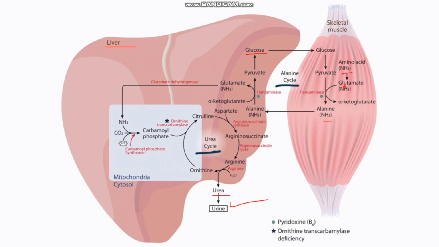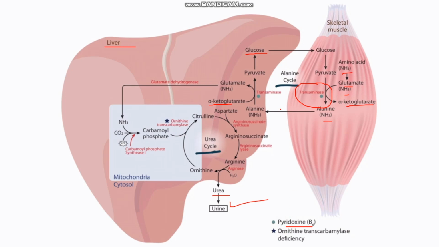When glutamate transfers its amino group to alanine, alpha ketoglutarate is formed. On the left hand side, you can see in the liver, this alpha ketoglutarate accepts the amino group and is converted into glutamate again. This is a reversible reaction, and it is called transamination. This reaction requires enzymes called transaminases, and for the activity of transaminases, we require vitamin B6, or pyridoxine.